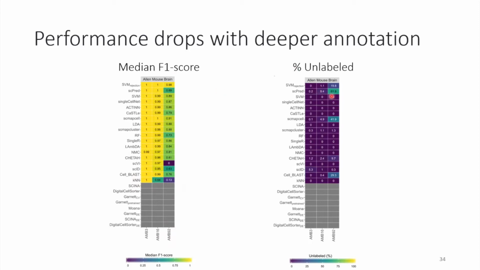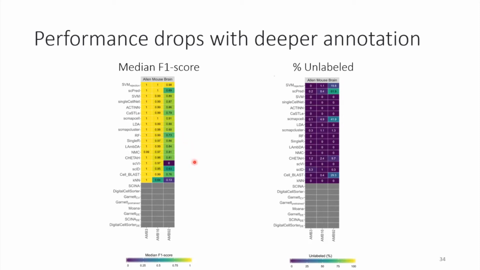Again, look at both patterns because SVM rejection here is just a typical SVM classifier with a rejection option. It has a very good performance, but it's rejecting close to 20% of the cells. So you will get 1/5 of your data without a label. So this is a bit deceiving. But in general, as you go to deeper annotations, most classifiers have a lower performance.